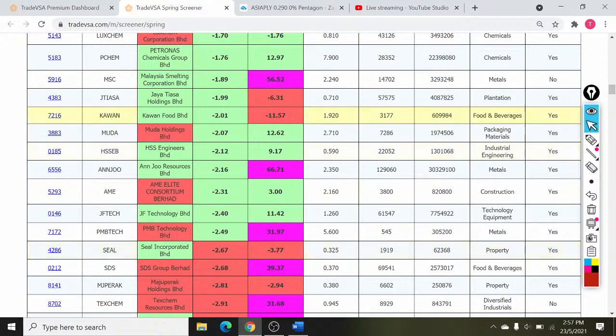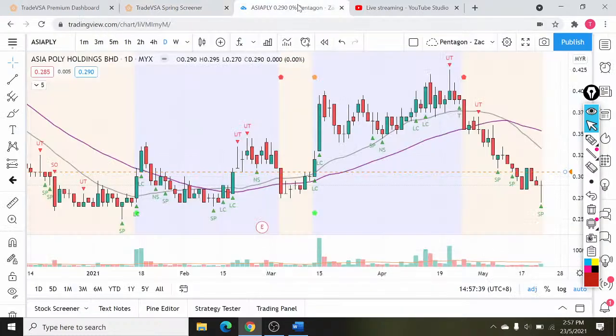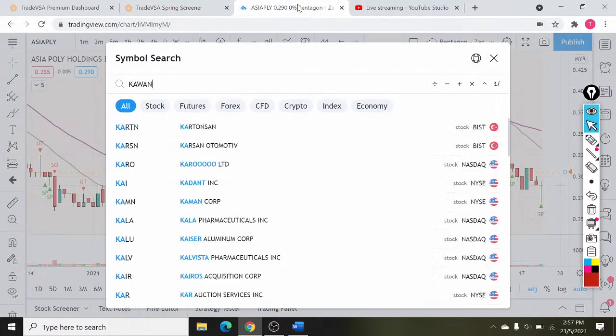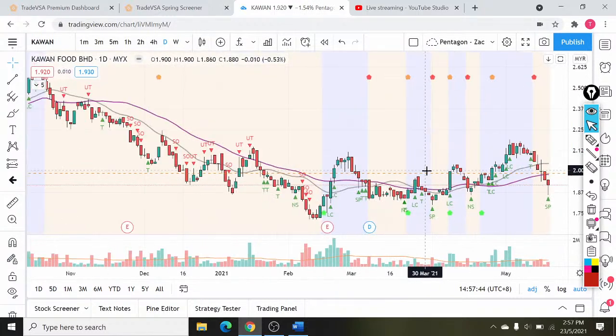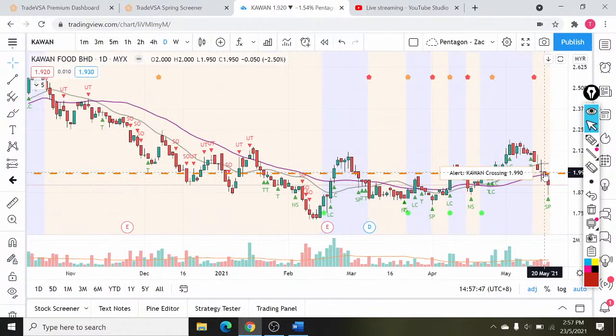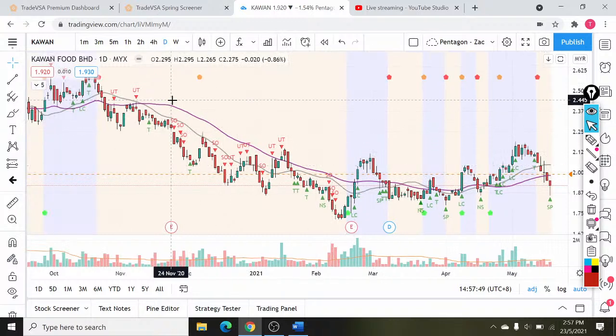Okay, so Kawan previously had a reversal. Actually I kind of like Kawan. So let's try. Okay, so Kawan, slightly a bit below 2040. So here again we study the background. Background is very important.